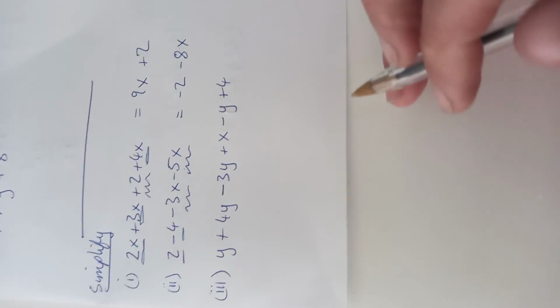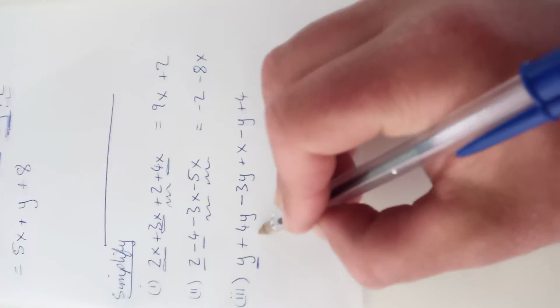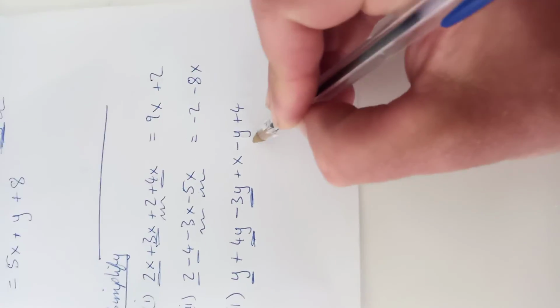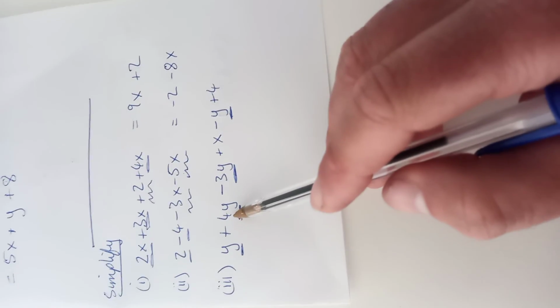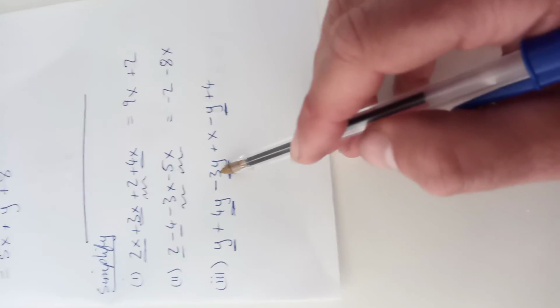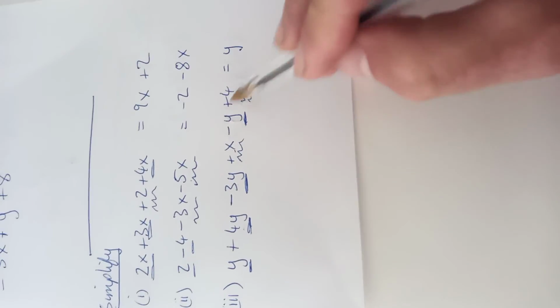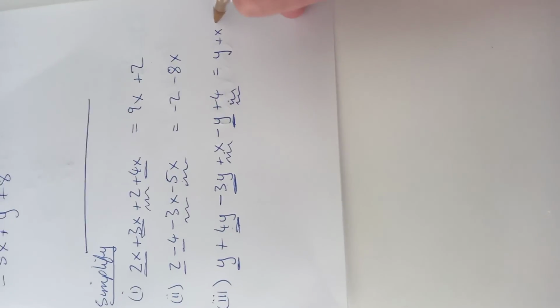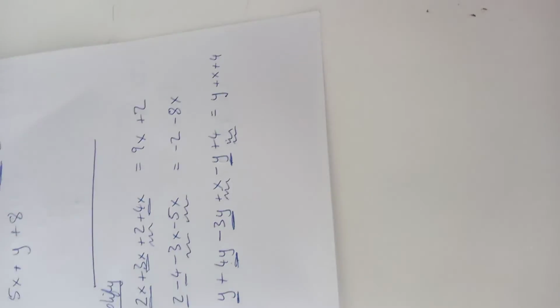And the last one, identify the like terms. So there's a y, there's another thing with a y, there's another thing with a y, and another thing with a y. So this is y plus 4y is 5, minus 3 is 2, minus 1 is 1y. And then we have an x term, and we have a plus 4 term there as well. They're different to each other, and they're also different to the y. So we write those down, and there's your answer. That's as simple as you can write that expression.